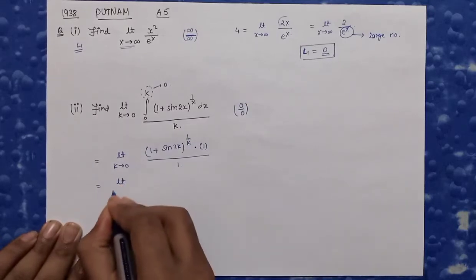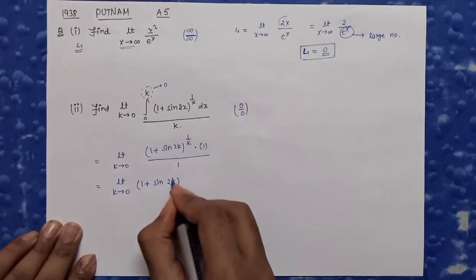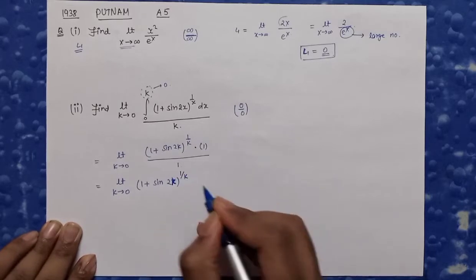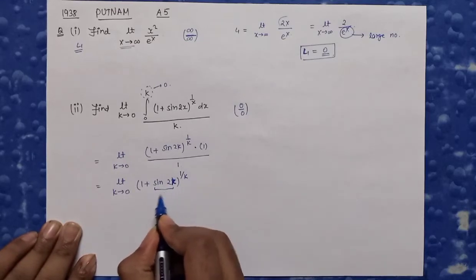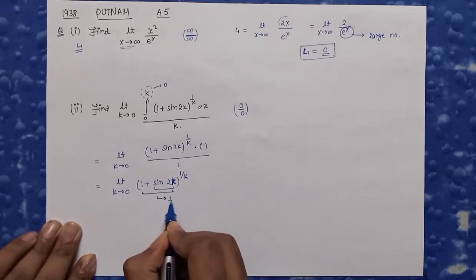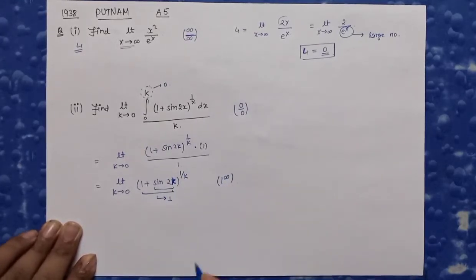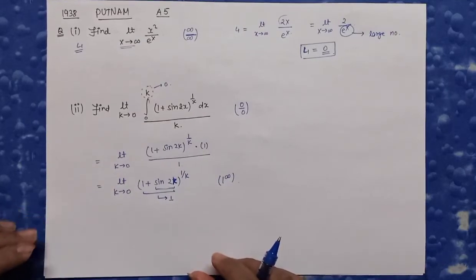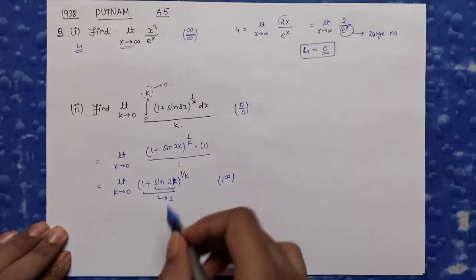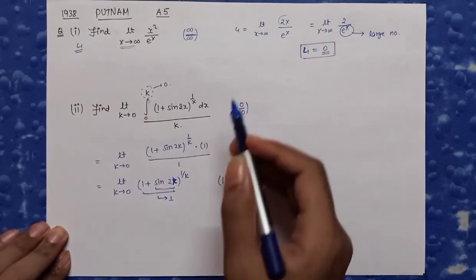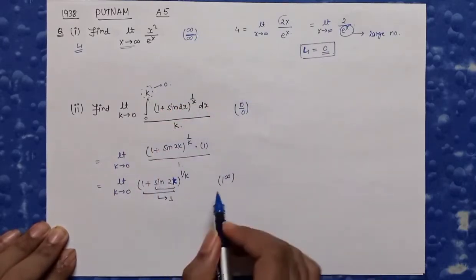Now let's rewrite once again: limit k tends to 0 of (1 plus sine 2k) raised to 1 by k. If I observe, k is tending to 0, therefore sine 2k must tend to 0 and this whole base must tend to 1, and this exponent is tending to infinity, so it is the 1 raised to power infinity form. The main thing while solving limits is to identify the indeterminate form it is taking. It will help us a lot. First we identified infinity by infinity, then 0 by 0, then 1 raised to infinity.